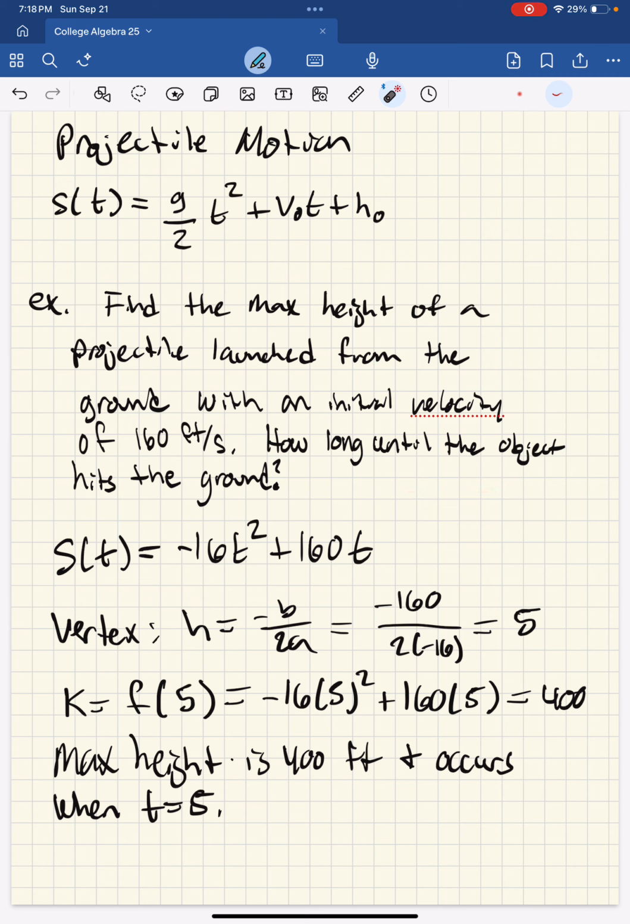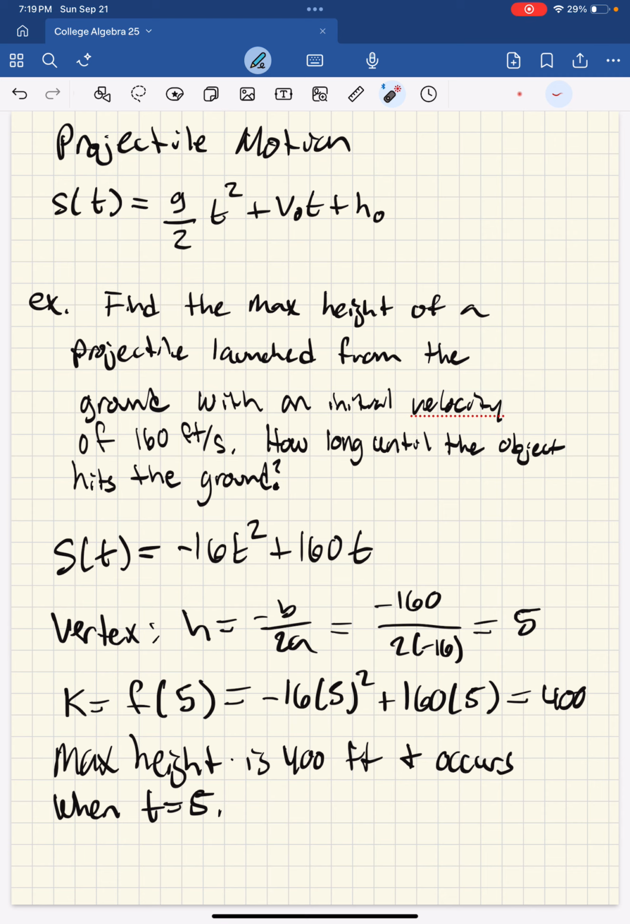So we know that the maximum height occurs at the vertex. So h equals negative b over 2a. Negative 160 over 2 times negative 16 is 5. So the time at which the projectile reaches the maximum height is 5 seconds.